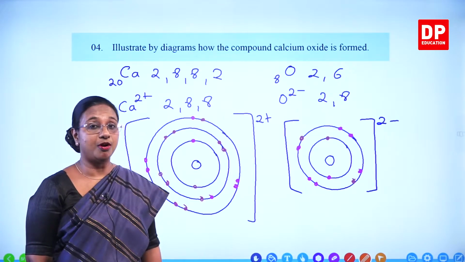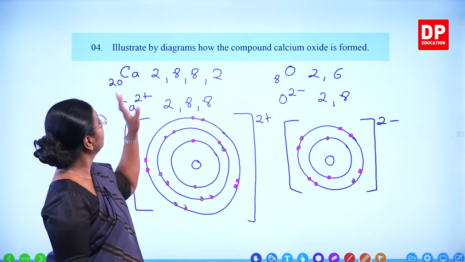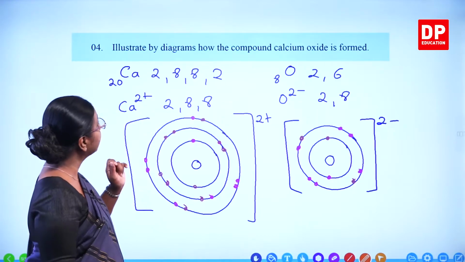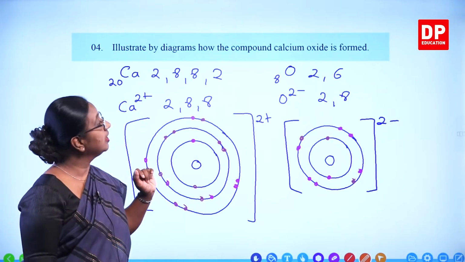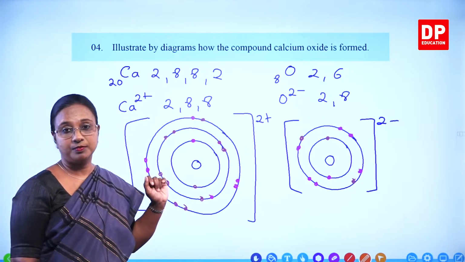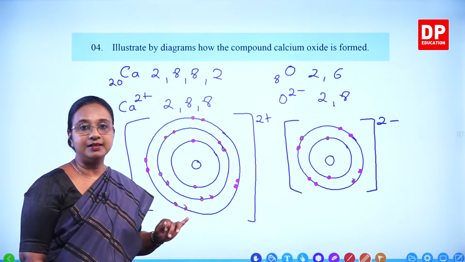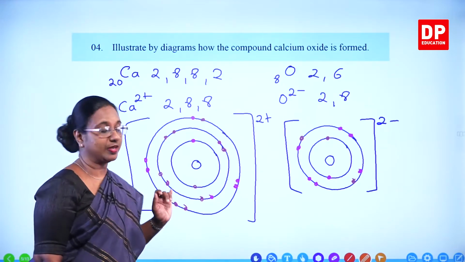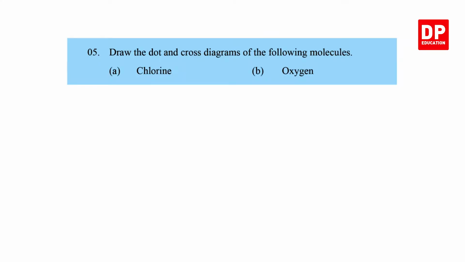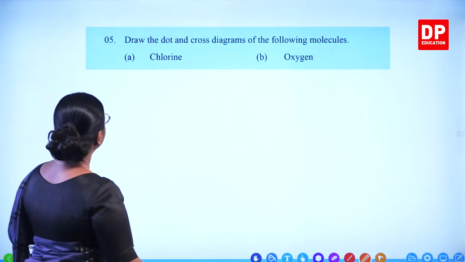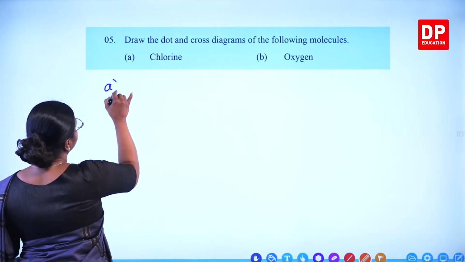Is that clear to you all? So this is how we illustrate by diagrams how the compound calcium oxide is formed. Is that okay, students? So with that, I will move on to the next question. So the fifth question, draw the dot and cross diagrams of the following molecules. So the first one is chlorine.